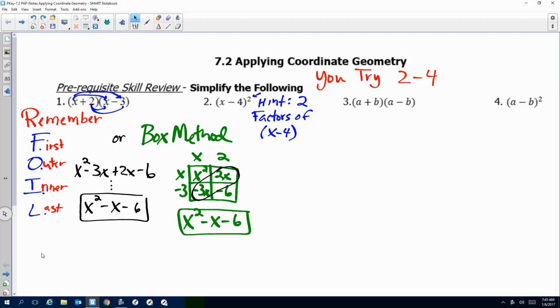So number two, the hint I'm giving you is that the exponent tells you how many factors of this. In number one, I gave you two factors of the grouping of x plus 2 and x minus 3, but on number two, since I'm saying x minus 2 squared, that means I have two factors of x minus 2. So that might help you set up your box. It should have the same expression. So try to finish 4.